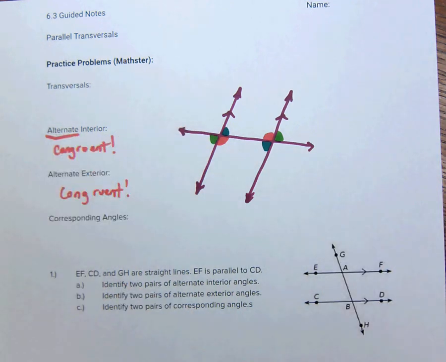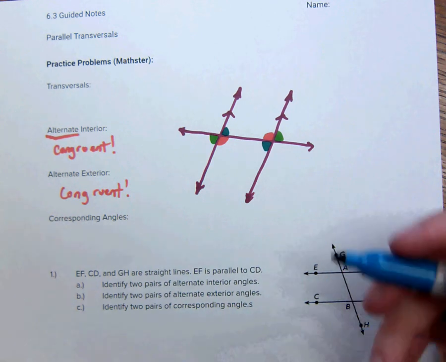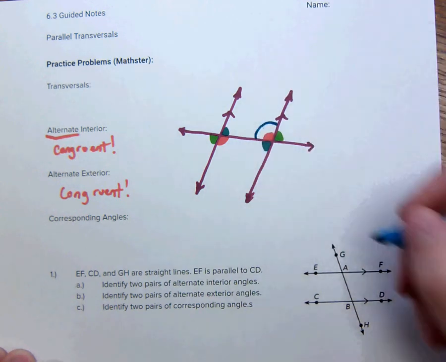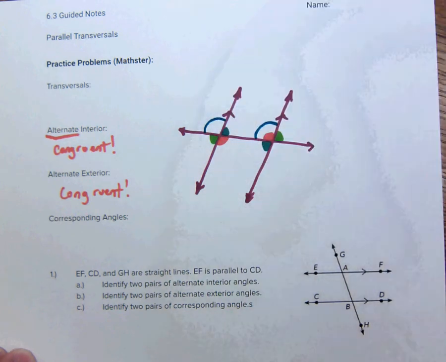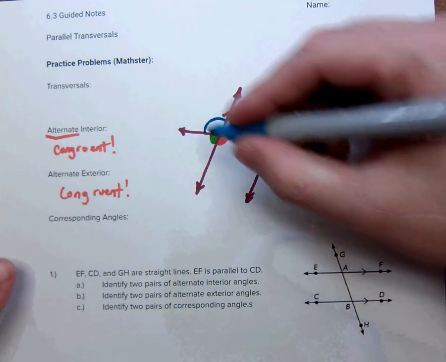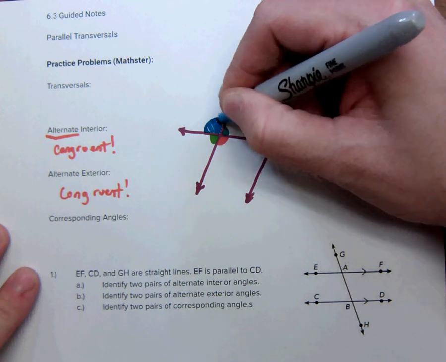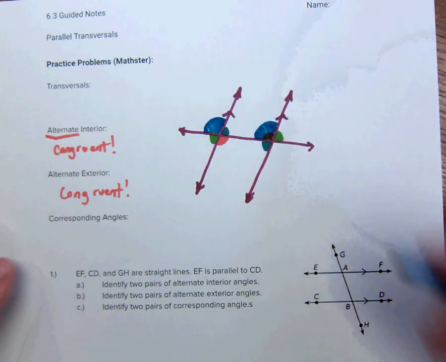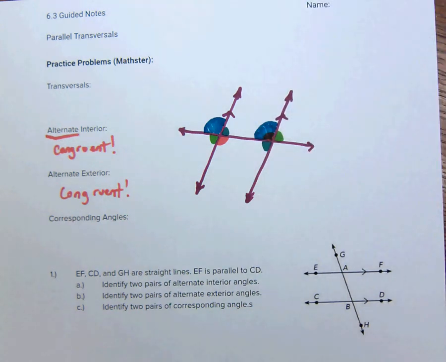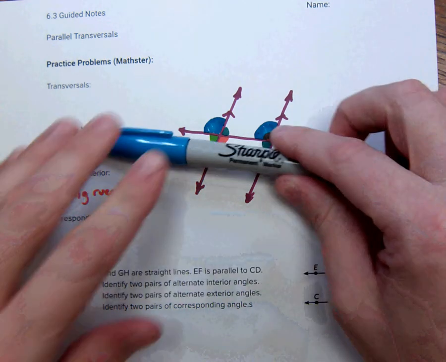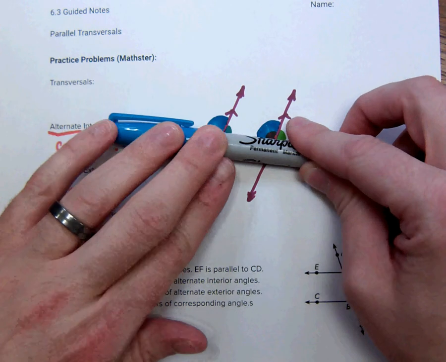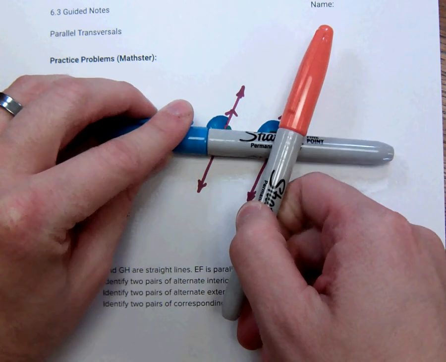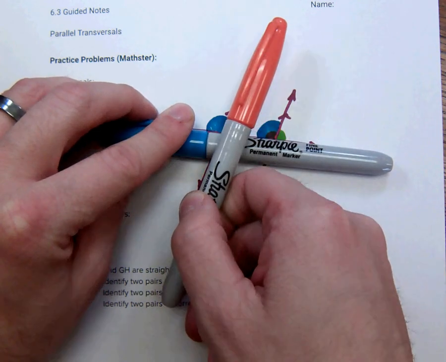Corresponding angles. Get a different color. So that right there and that right there are corresponding. Basically, the corresponding angles are on the same side of the transversal line and are on the same side of the parallel lines if you look at it like that. So corresponding, they're both on the left side of the parallel lines.